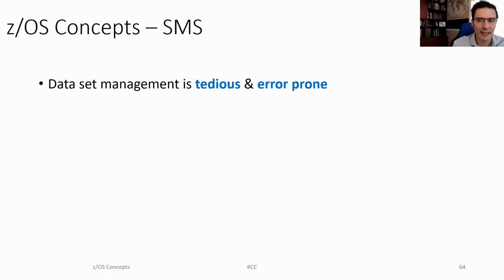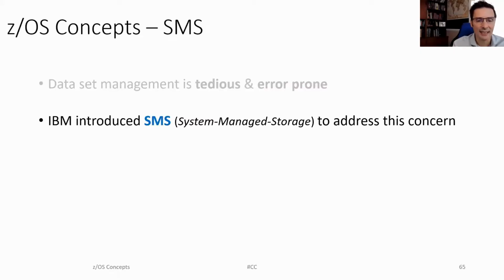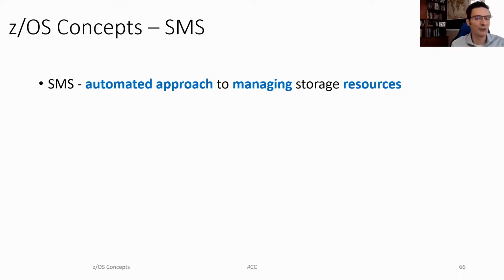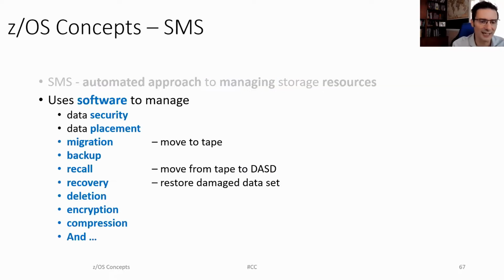And so there's a facility in zOS called SMS, System Managed Storage. Sometimes people refer to that acronym also as the Storage Management Subsystem. Either one is correct. But IBM introduced this concept to address the concern that data set management is very tedious and error prone. And so SMS provides an automated approach to managing all these storage resources. It uses software to manage the security, data placement, and all these other factors.